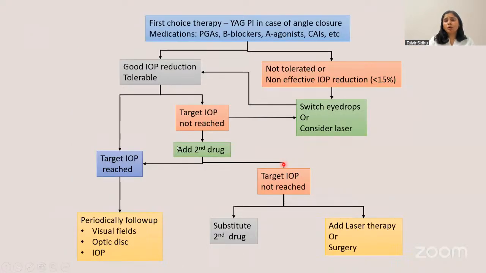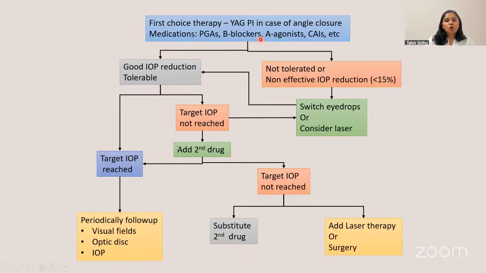And when you talk about medications, the first thing that you need to do is do a YAG-PI in angle closure, even if you have to give Diamox. Then coming to medications, we have various medications like prostaglandin analogs, beta blockers, carbonic anhydrase inhibitors and alpha blockers. So the first line is prostaglandin analogs.